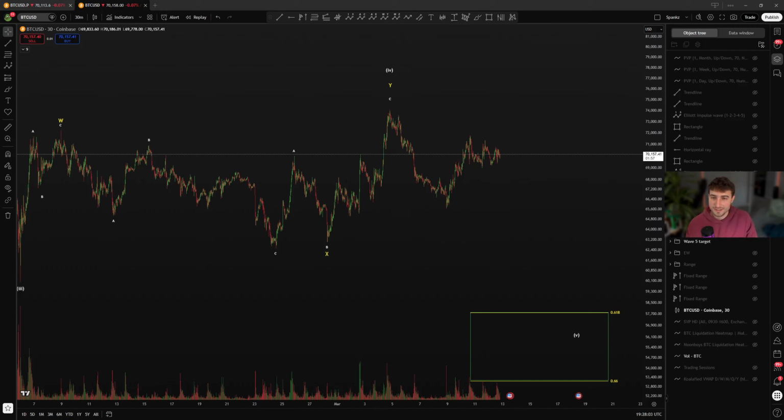Let's go ahead and jump into my Bitcoin Elliott wave analysis and take a look at some of the harmonics that are on the table, the ways that we can trade them, and the next few key pivot zones to look for on Bitcoin.